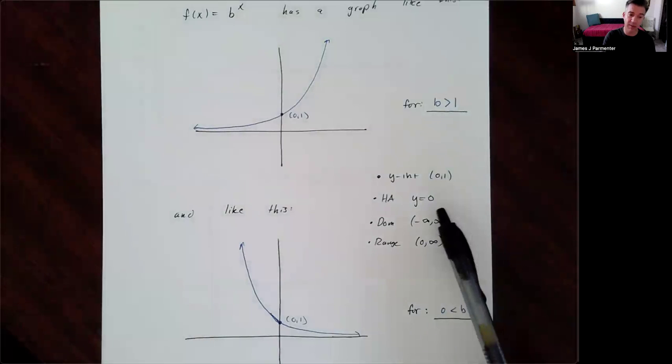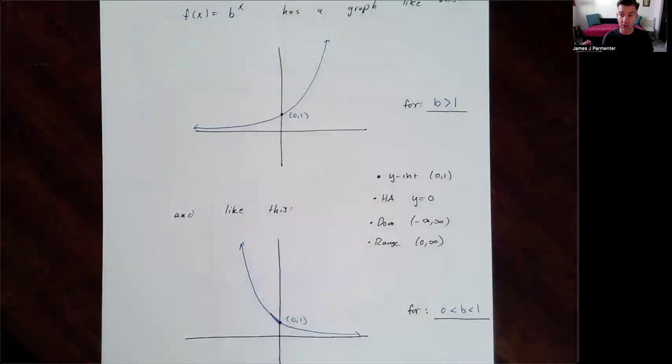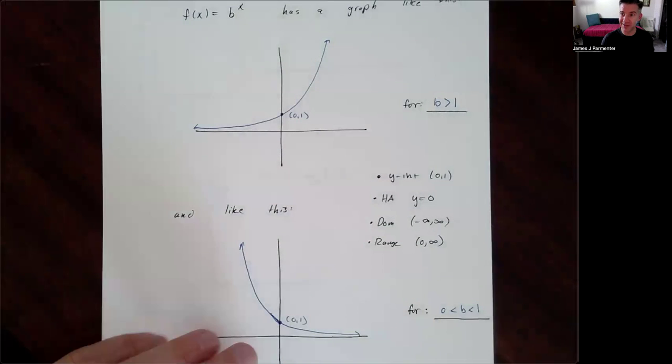The domain, you can't really mess with the domain for this function. It doesn't have any of the usual problems, right? There's no square roots, there's no fractions, there's no logarithms. So no domain issues here. That said, let's look at the next type of function.